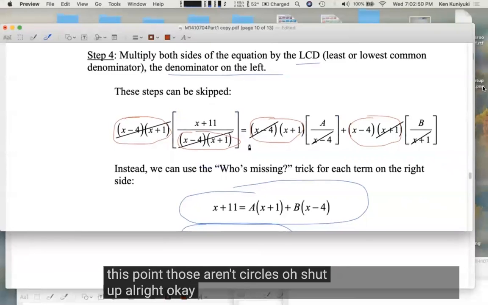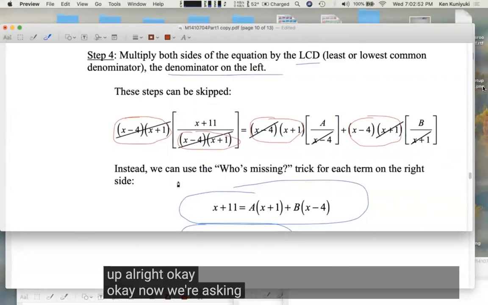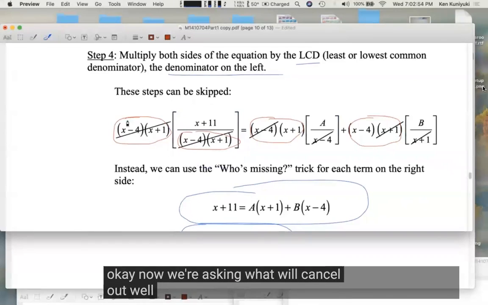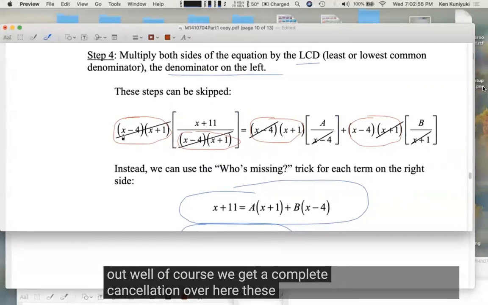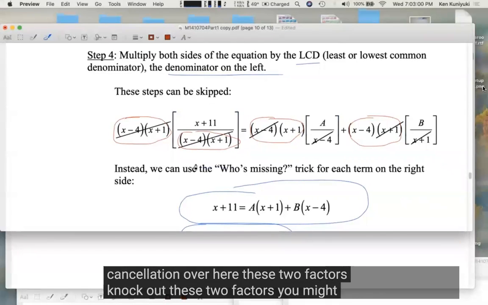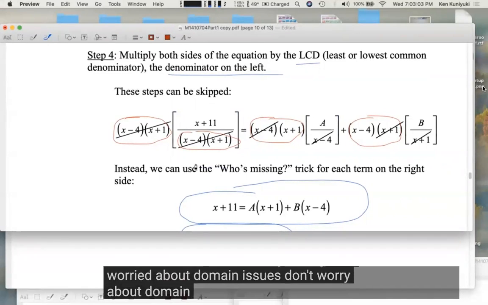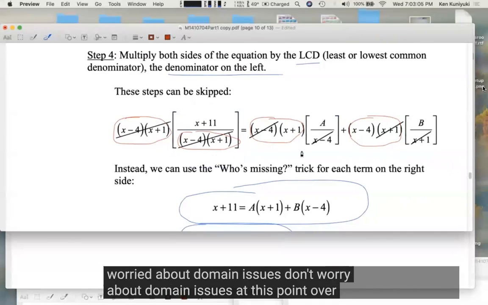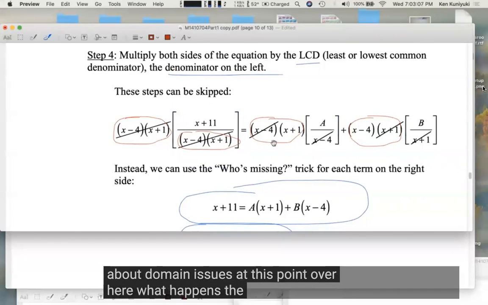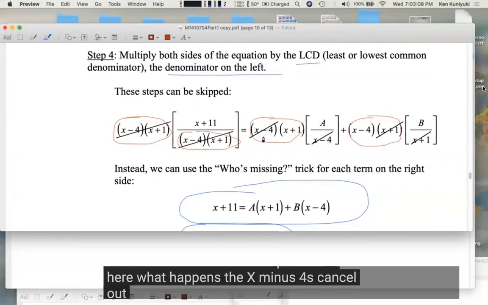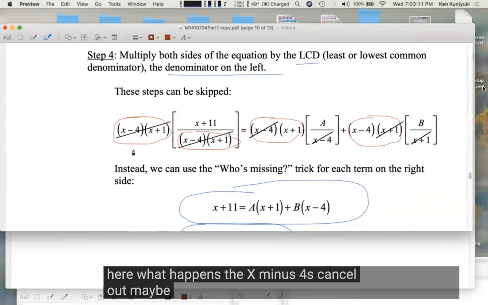All right. Okay. Now we're asking what will cancel out. Well, of course, we get a complete cancellation over here. These two factors knock out these two factors. You might be worried about domain issues. Don't worry about domain issues at this point. Over here, what happens? The x minus 4s cancel out. Maybe I should do this.